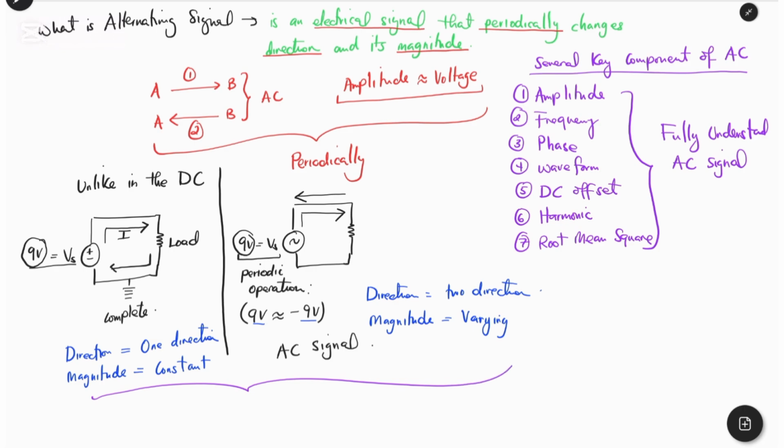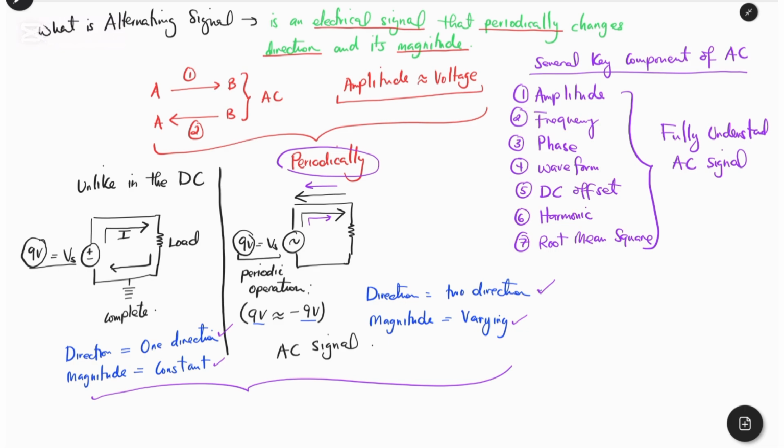When you understand this, you can be able to compare the type of signal. In a DC, we say the current travels in only one direction, while for the AC, it is back and forth. It is traveling in one direction, and at the same time, it is traveling in another direction periodically. And the magnitude is constant for the DC, and the magnitude is varying for the AC.